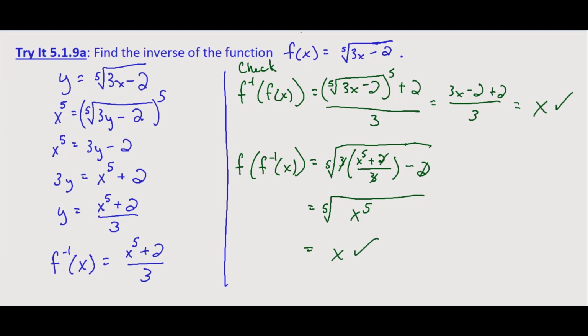So this tells us that when f of x equals the fifth root of 3x minus 2, its inverse is x to the fifth plus 2 divided by 3.